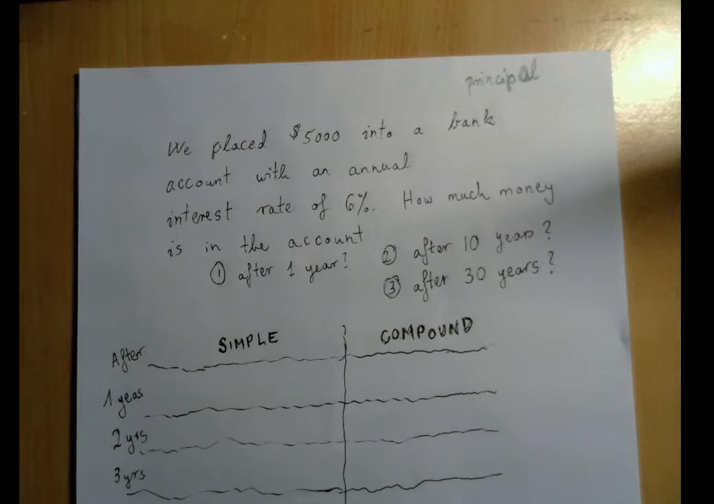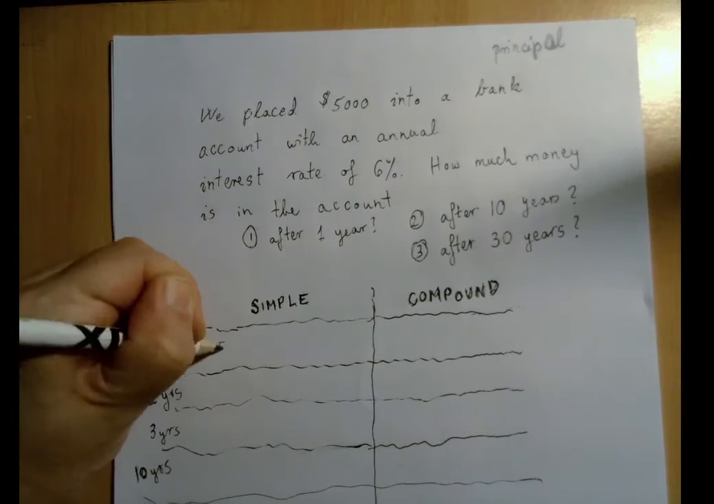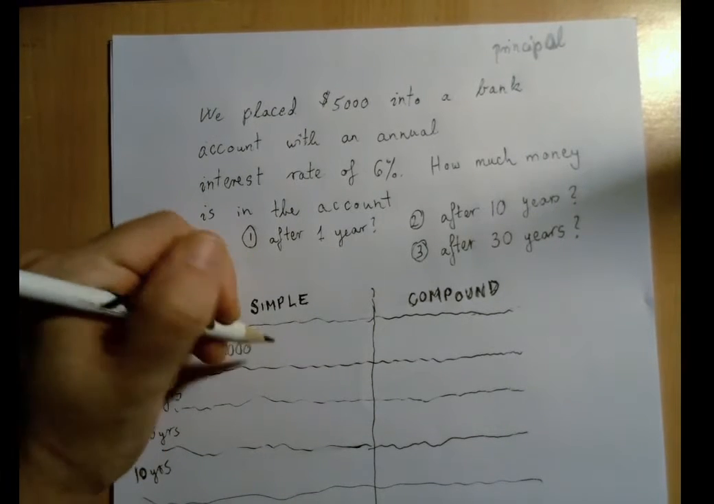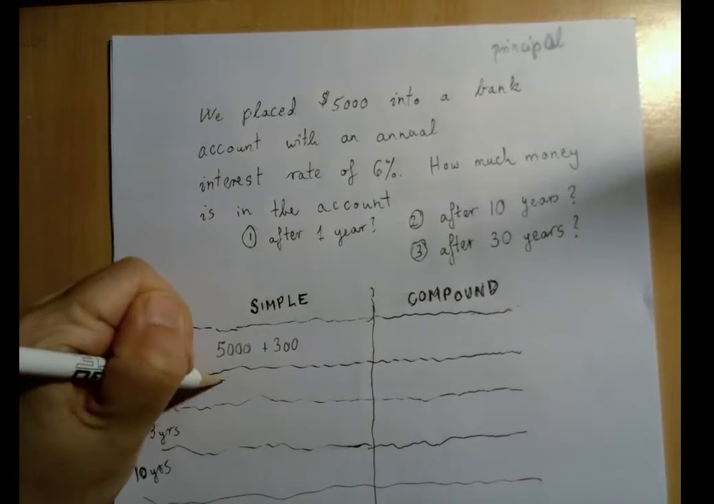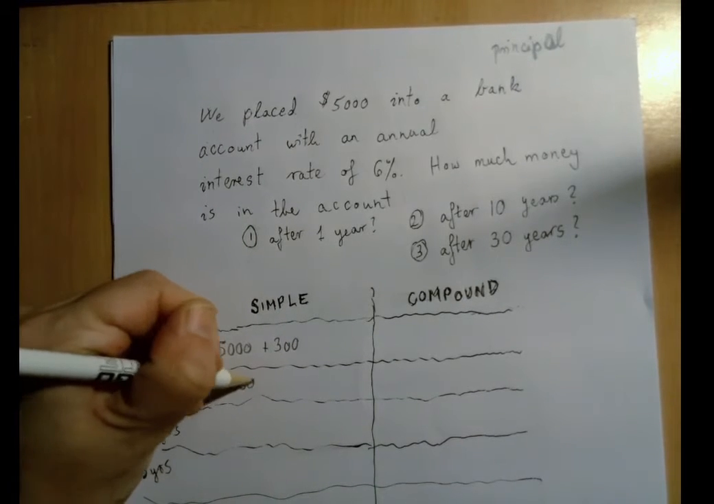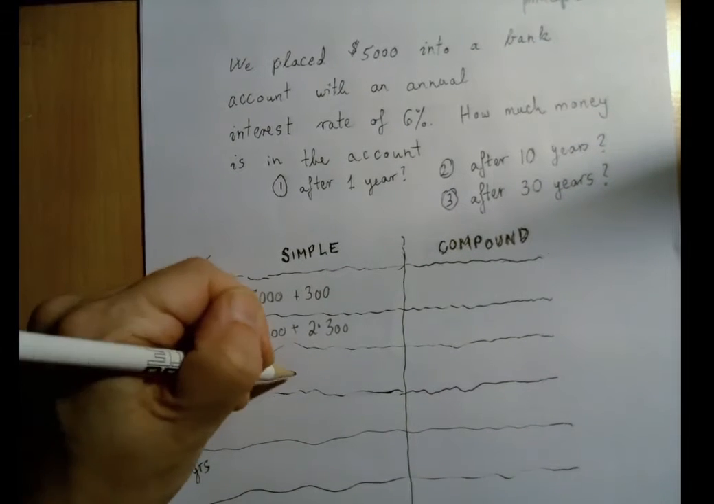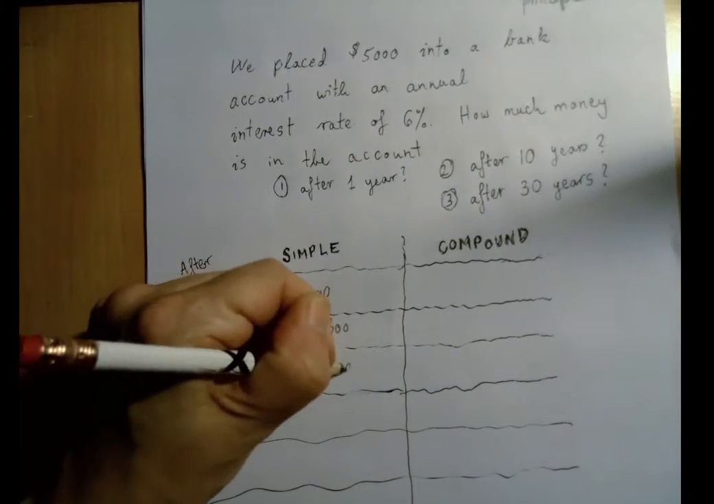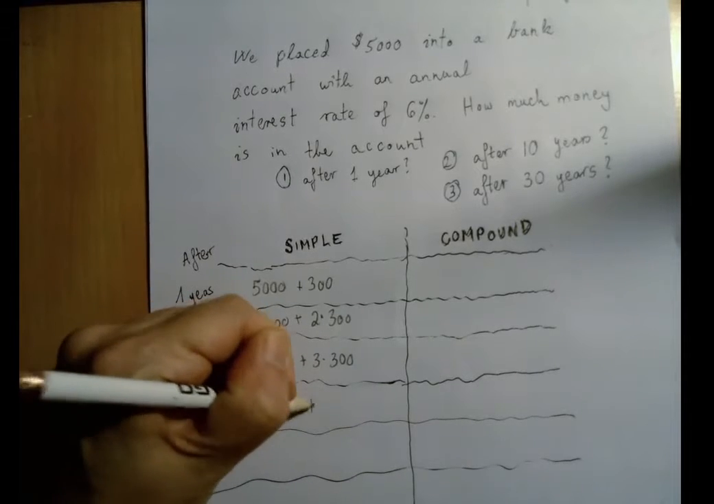For the first year with a simple interest rate, we're gonna have to compute 6% of 5,000, which is $300. The money in the bank after 1 year is 5,000 plus 300. After 2 years is 5,000 plus 2 times 300. After 3 years it's 5,000 plus 3 times $300. After 10 years it's 5,000 plus 10 times 300.